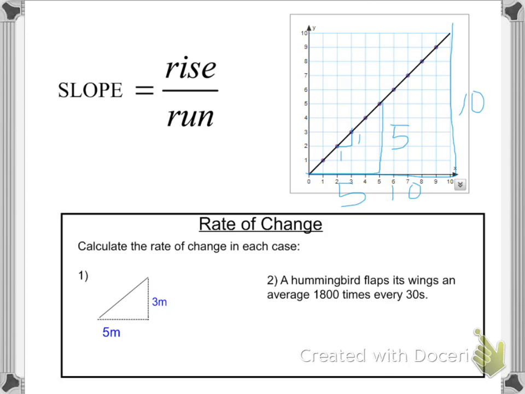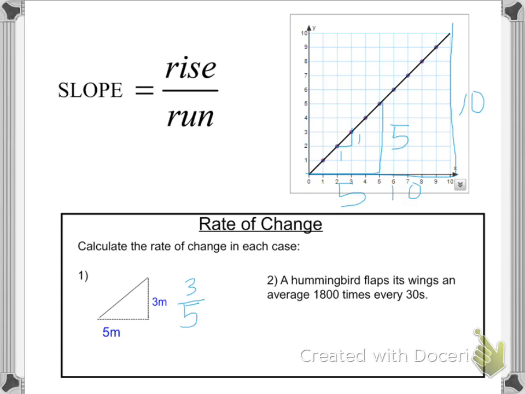So for the examples that were on the exit card that you had yesterday, it would be 3 over 5. Okay, and it's okay to leave slopes as fractions. So that would be it. Rise over run, 3 over 5. It is already in lowest terms.